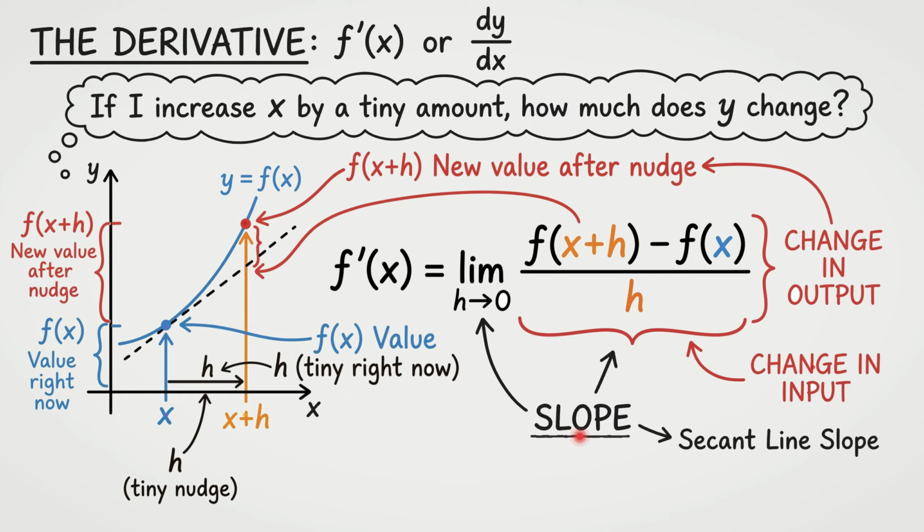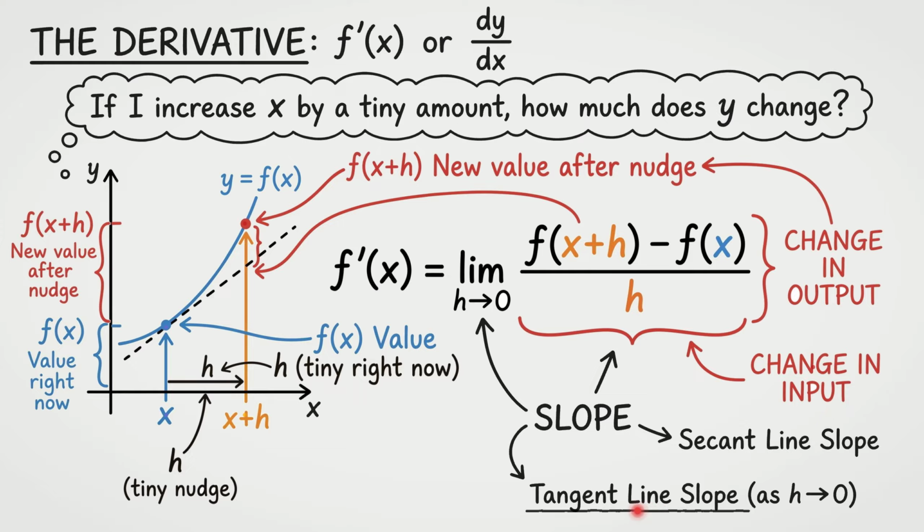But we want the exact slope at that very first blue point. So, we make our nudge h incredibly small, shrinking it down so it approaches 0. That's what this limit as h approaches 0 notation means. As that gap shrinks, our estimated slope becomes the true tangent line slope. The key takeaway here is that a derivative is simply a precise mathematical tool to measure the slope, telling us exactly how sensitive our output is to tiny changes in our input.